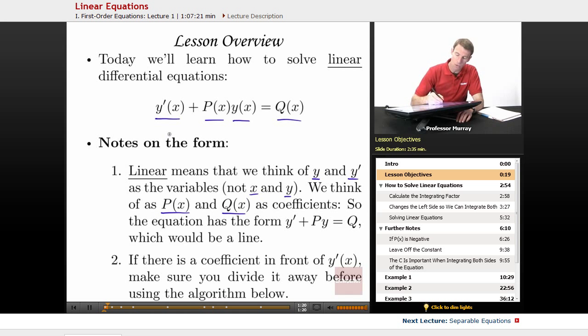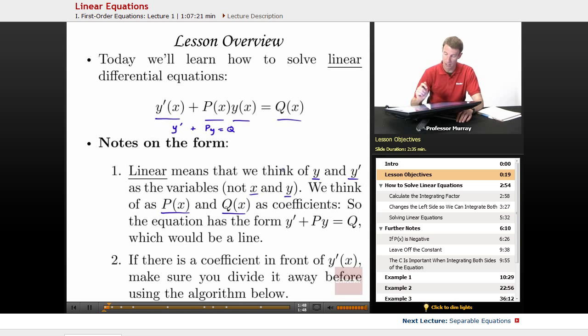And so if you look at this equation, the linear form is y prime plus p times y is equal to q. And if you think of y and y prime as the variables, and if you think of p and q as being coefficients, then what you have there is a linear function in terms of y prime and y. And that's what we mean when we talk about a linear differential equation.